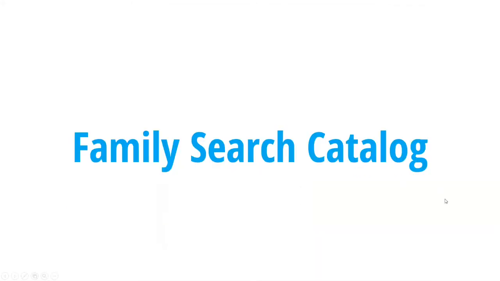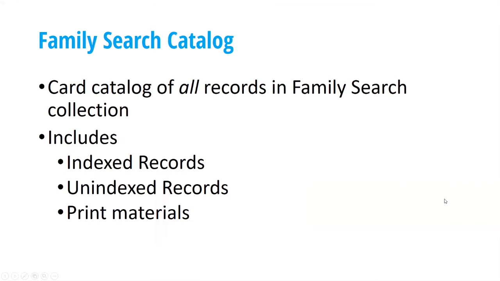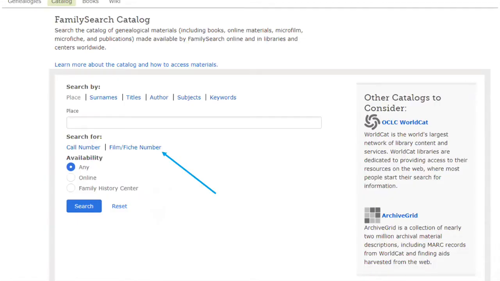Now over in the Family Search catalog, which again is a card catalog of all records in the Family Search collection, so it's indexed and unindexed records, there is a variety of ways to search. And in a previous video, which I will link in the video description, we talked about searching by place and by subject and keyword, but I'm going to show you how to search by film number.